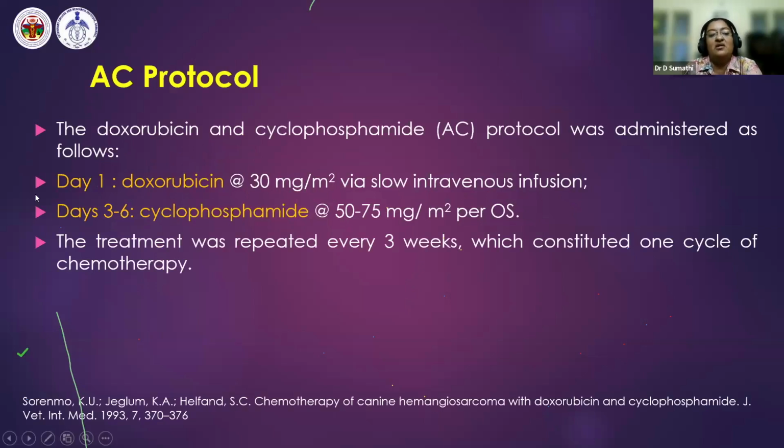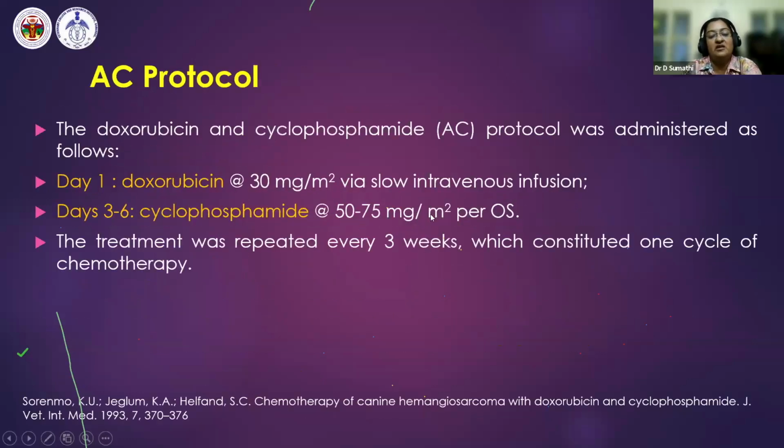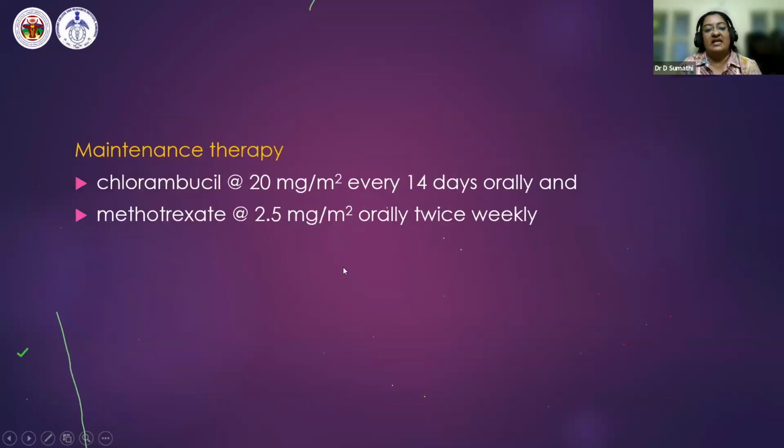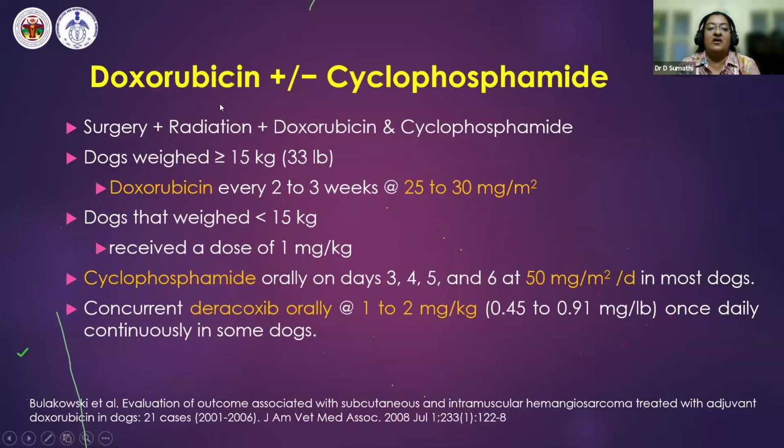Coming to the AC protocol. In the AC protocol, on day 1 you use doxorubicin and on days 3 to 6 you use cyclophosphamide. In the previous protocol the cyclophosphamide was used at 100 to 150 milligram per meter squared. Here we are using 50 to 75 milligram per meter squared and it is oral. There we used it as intravenous. So this is the AC protocol wherein we use doxorubicin and cyclophosphamide. This treatment is repeated every 3 weeks, which constitutes one cycle of chemotherapy. So doxorubicin plus or minus cyclophosphamide.